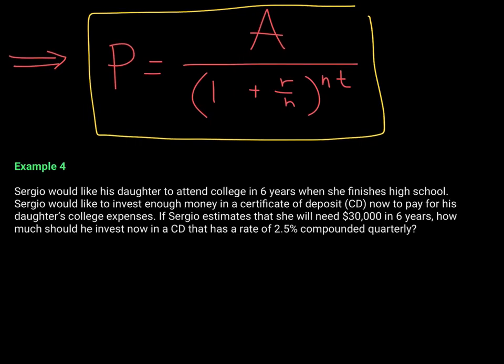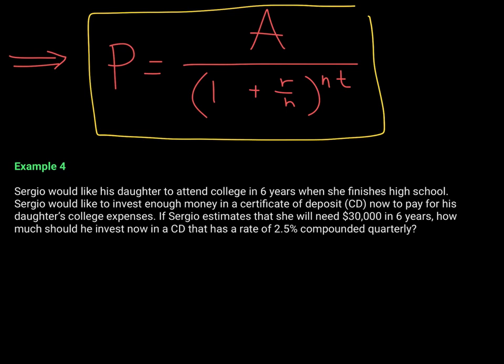All right, we have Sergio and his daughter. Sergio would like his daughter to attend college in 6 years when she finishes high school. Sergio would like to invest enough money in a CD, a certificate of deposit, now to pay for his daughter's college expenses. If Sergio estimates that she will need $30,000 in 6 years, how much should he invest now in a CD that has a rate of 2.5% compounded quarterly? All right, so this is present value. This is how much do I need to invest today? Like what does my principal amount need to be?